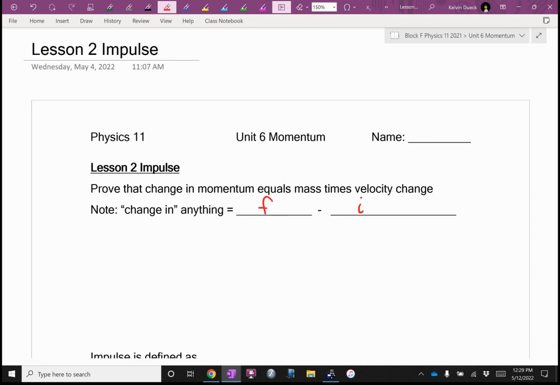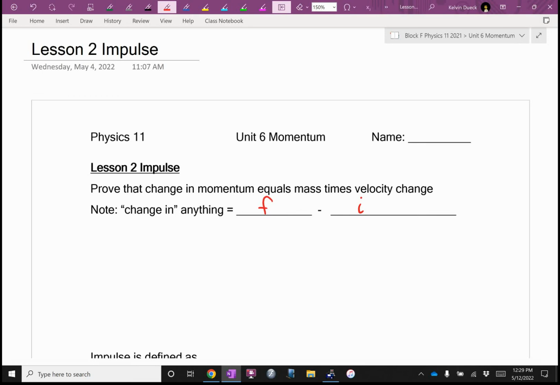Next year, for example, we'll be learning that work is the change in kinetic energy plus the change in potential energy. It's the final kinetic minus the initial kinetic plus the final potential minus the initial potential. If you take Physics 12, we'll be looking at the change in voltage. It's the final voltage minus the initial voltage. Anytime you see a change in, it's final minus initial.